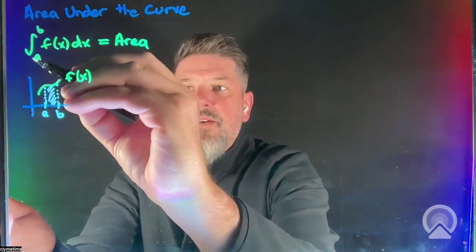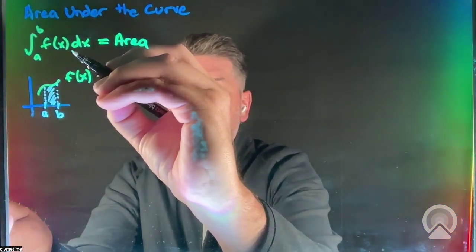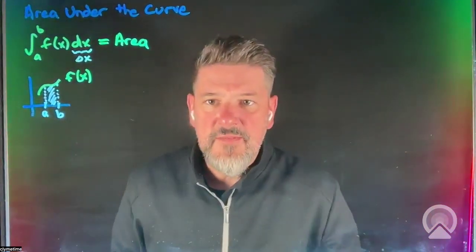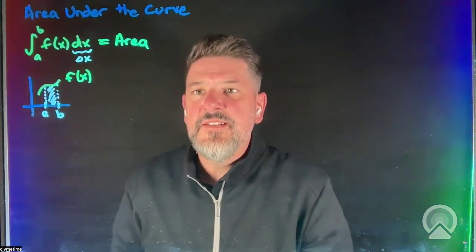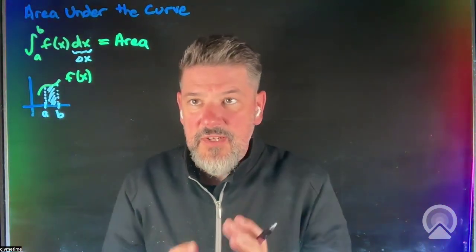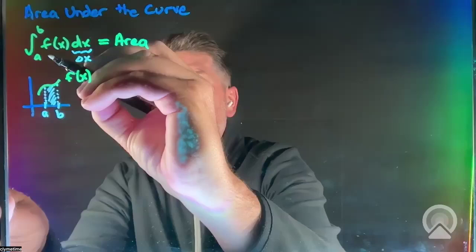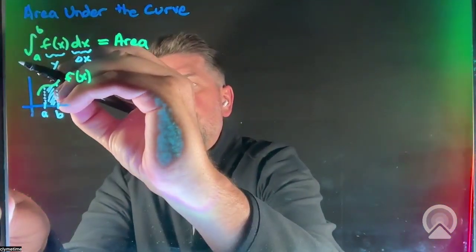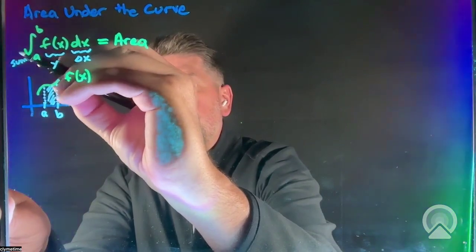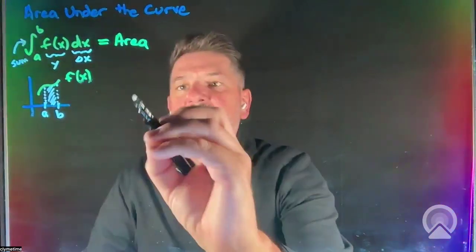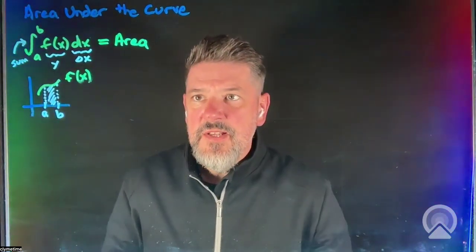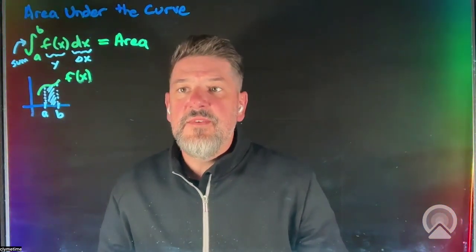So what we have here are three pieces. This piece right here is a small change in x. It's a very, very small change in x. We could even call it infinitely small. And what we have here is a y value. And what we have here is an infinite sum. So we have three pieces: a y, an infinitely small change in x, and an infinite sum.